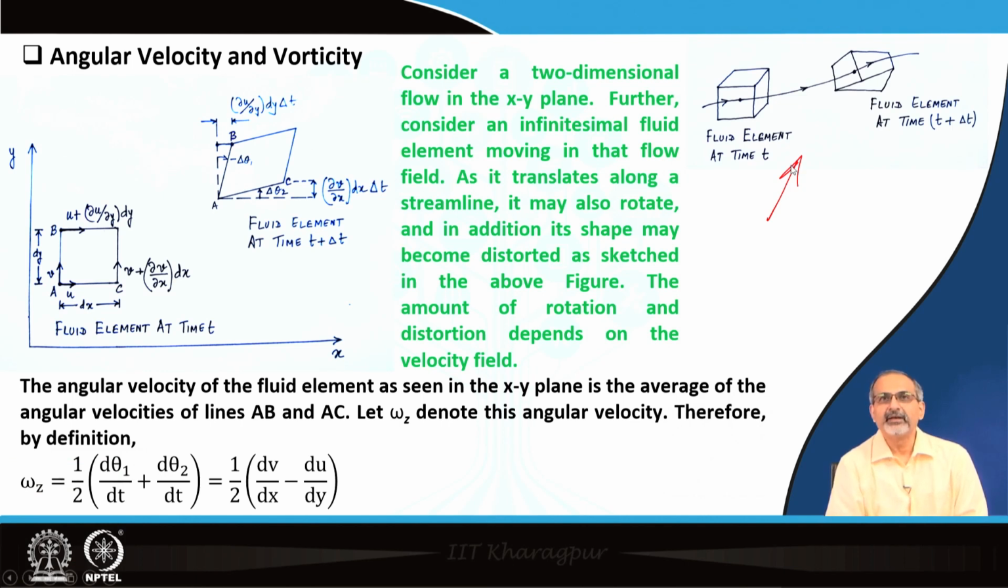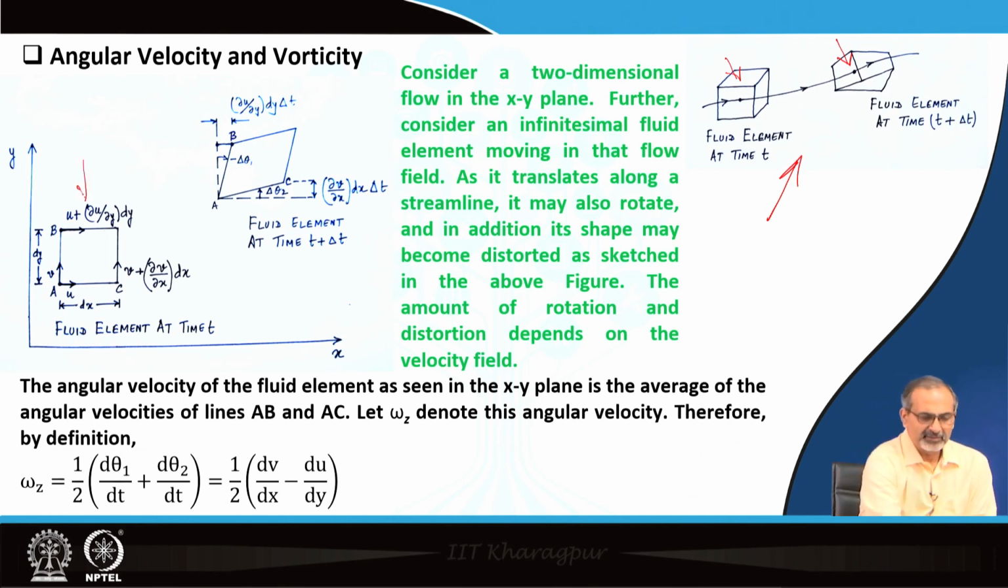a flow medium, the fluid element at time t, if it appears like this, as you follow it over time, it would translate, it would rotate, it would also deform. Now, if you consider a two-dimensional flow in the xy plane, for example, and we consider an infinitesimal fluid element moving in that flow field, at some point of time t, you may identify a fluid element of this form, which is rather nice in shape, something like a square or rectangular shape, and you are trying to follow it over time, and after a while you notice that it has taken up a shape like this.